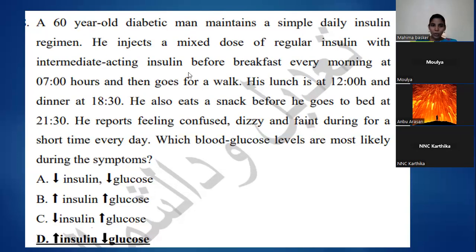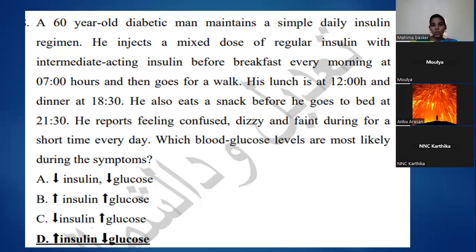Here I have given you the answer already. I will be telling you the situation. A 60-year-old diabetic man. There are so many questions on diabetes, so don't ignore it; try to understand. A 60-year-old diabetic man maintains a simple daily insulin regimen. He injects a mixed dose of regular insulin with intermediate, that is NPH, plus the regular mixing, before breakfast every morning at 7 a.m.